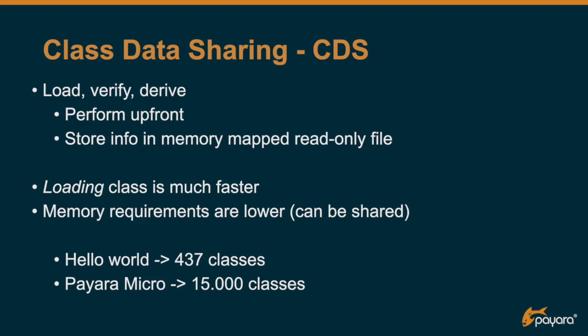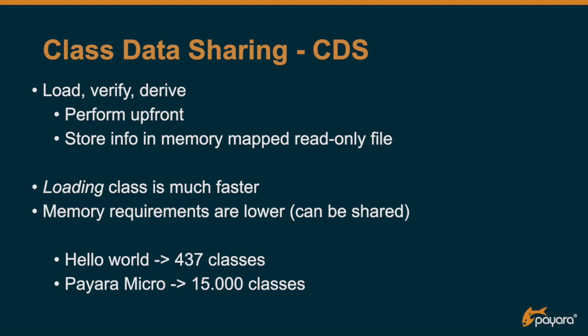The memory requirements can also be lower because you can have that archive file shared between several JVM processes, which means that your memory requirement itself can be lower, which can be a good thing if you run multiple processes in a cloud environment, for instance.